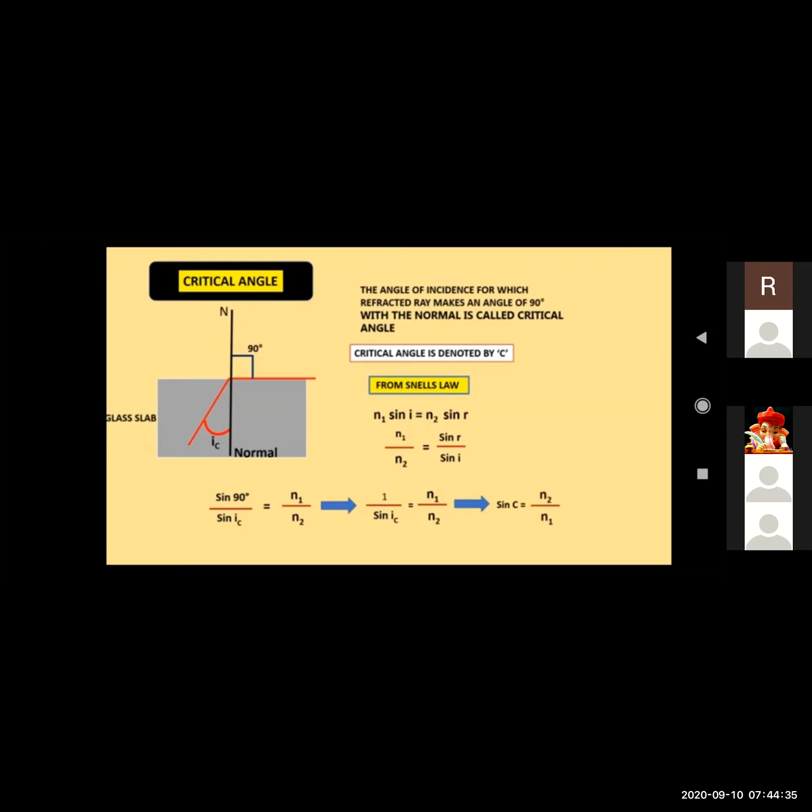This is the formula for critical angle. Earlier we got N1 by N2. It's not correct. This one is the correct one. That's why I have brought this to you on this slide. Sin C is equal to N2 by N1. This is the formula for critical angle.